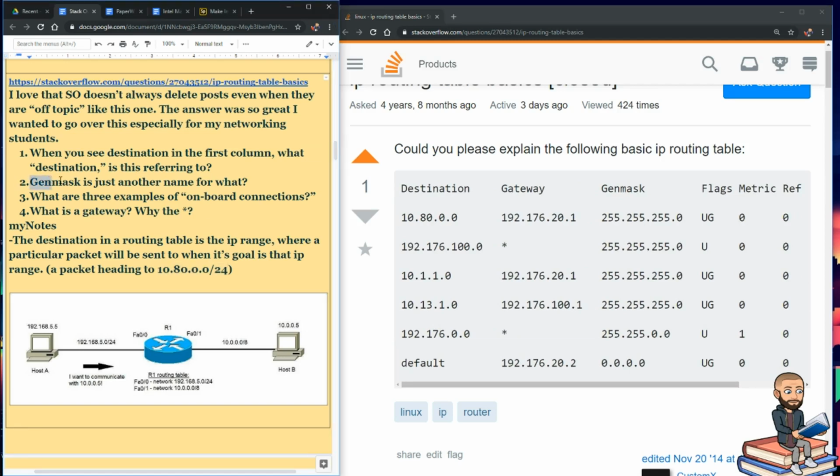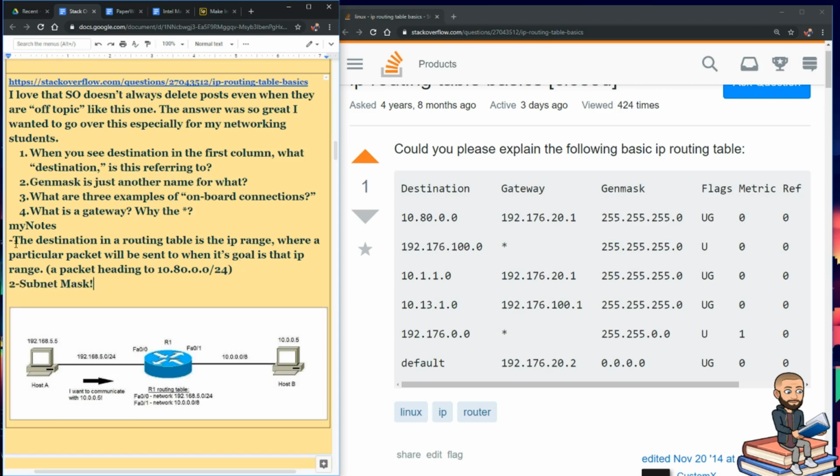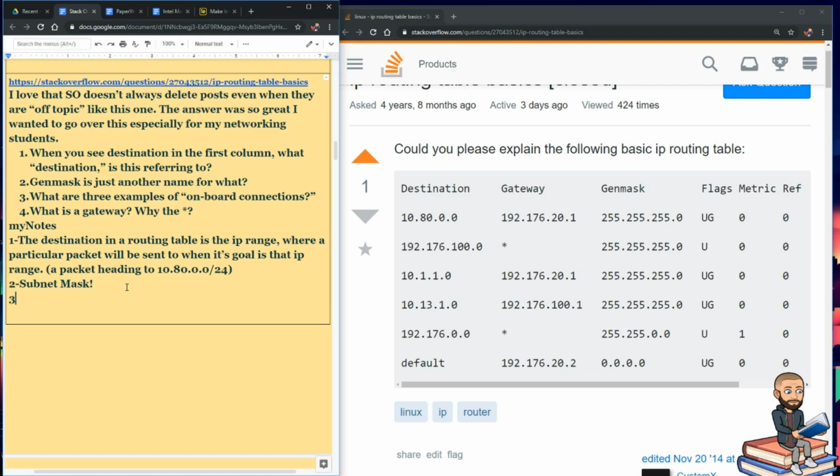Second question, Genmask is just another name for what? And that's simple, subnet mask. Students who take my class know I constantly complain about the synonyms used in computer science.